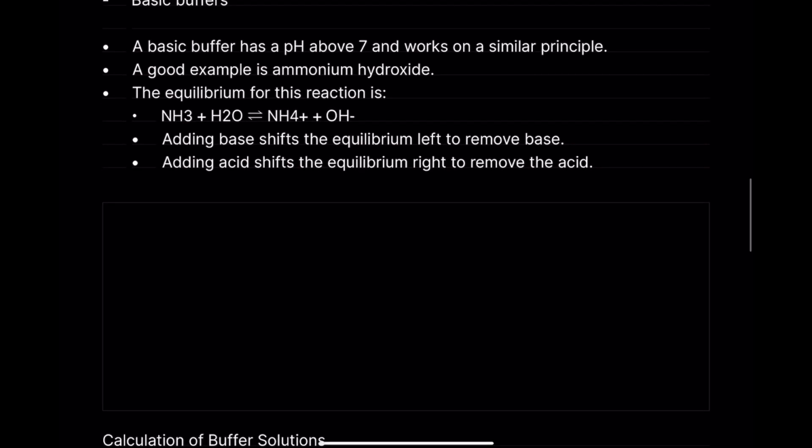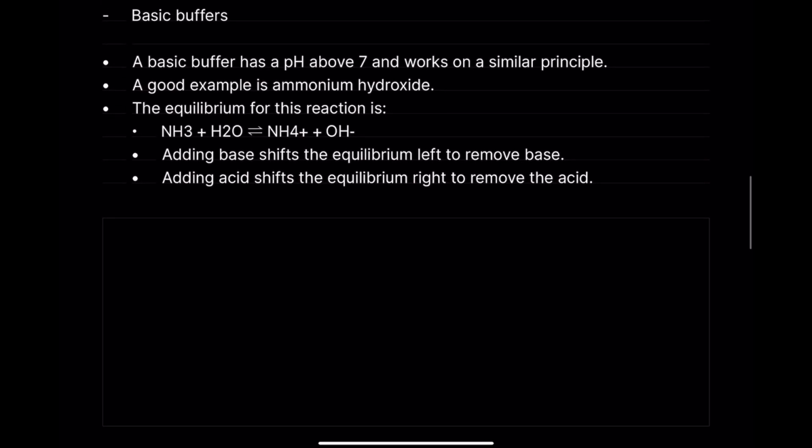Now, basic buffers are the same principle but just with bases. A basic buffer has a pH above 7 and works on a similar principle. A good example is ammonium hydroxide. The equilibrium for this reaction is ammonia plus H2O goes to form ammonium plus hydroxide ion. Adding base shifts equilibrium to the left to remove base, and adding acid shifts equilibrium to the right to remove acid. So as you can see, a basic buffer is the same principle but just with a base.